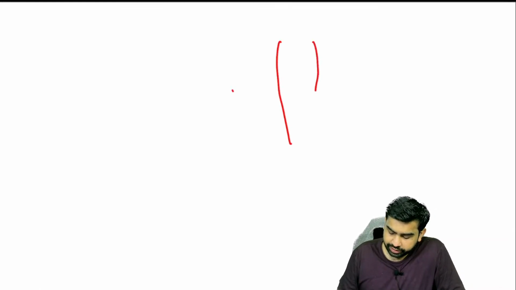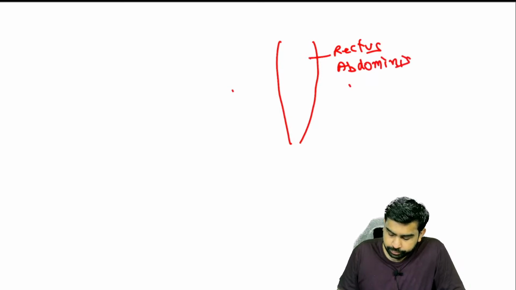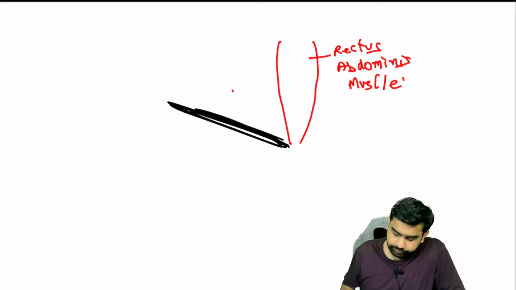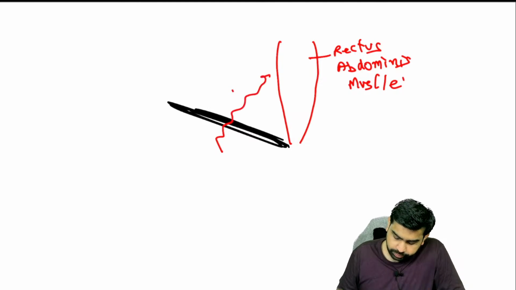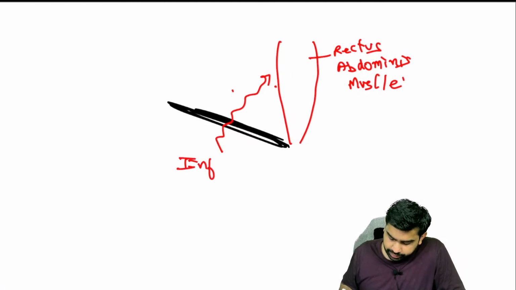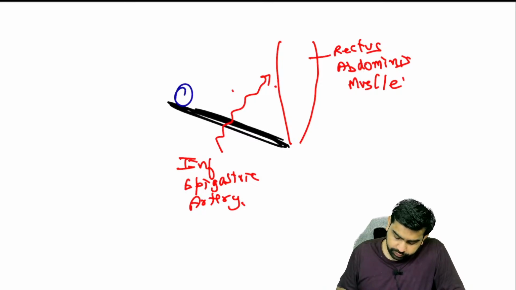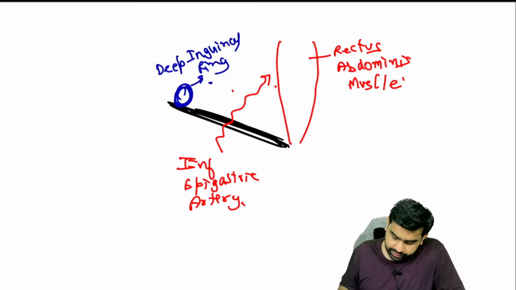Hesselbach's triangle is basically a triangle formed between your rectus abdominis muscle, then the inguinal ligament, and then an artery. Which artery is this? This is your inferior epigastric artery, and we have an inguinal ligament. And then we have a deep inguinal ring, and then we have a superficial inguinal ring.